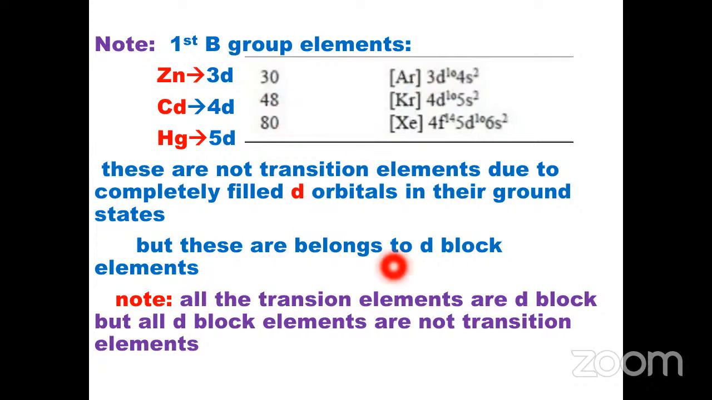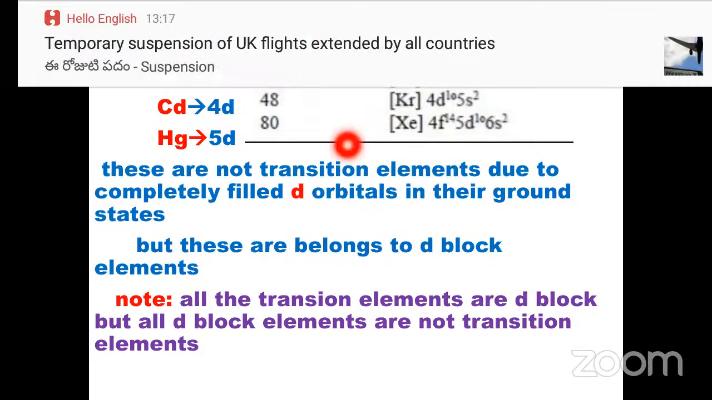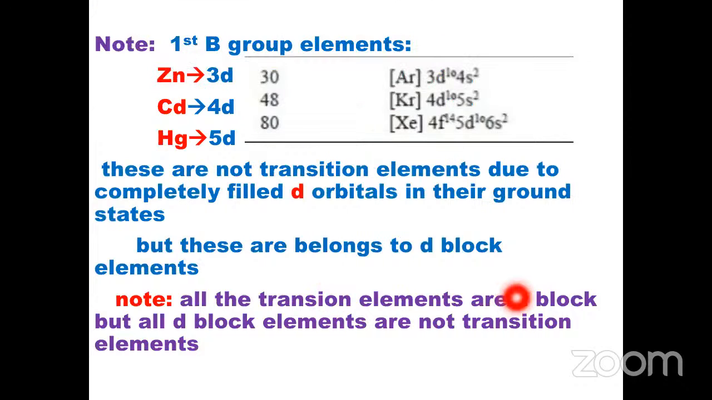So all the transition elements are d block elements, but not all the d block elements are transition elements. Here we observed that these are d block elements but not transition elements, because their d orbitals are completely filled with electrons in their ground states.